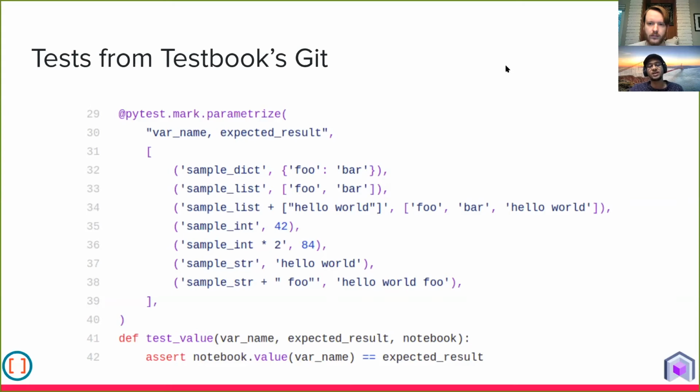So we just test notebook.value of that variable name, which basically fetches the value from the notebook into the testbook process, and then it asserts it with the expected result, which is the second value in these tuples.